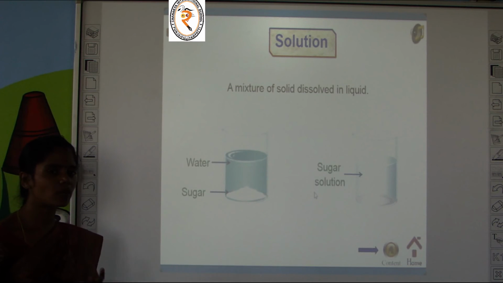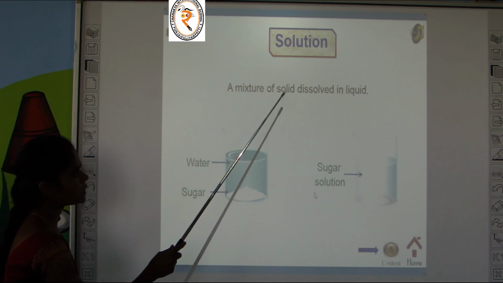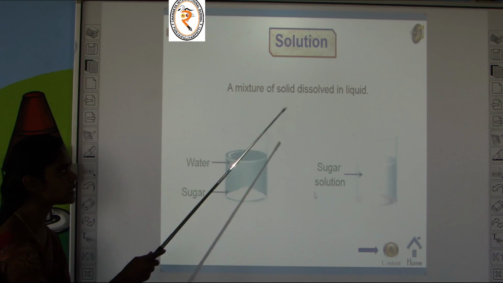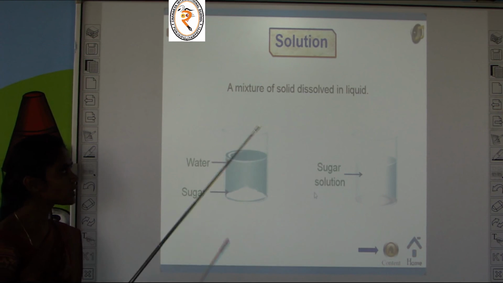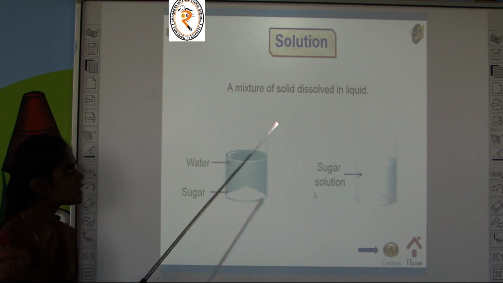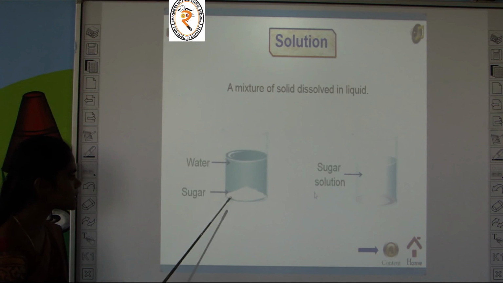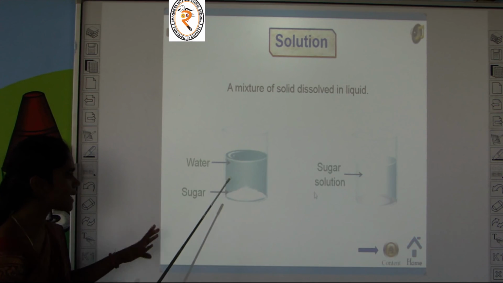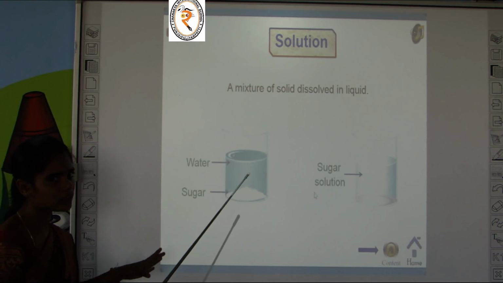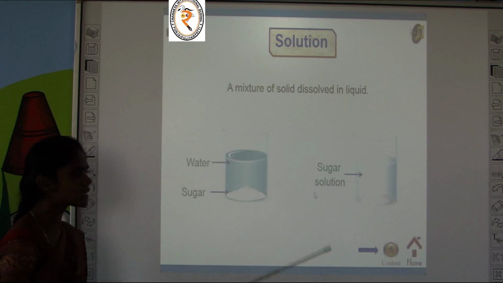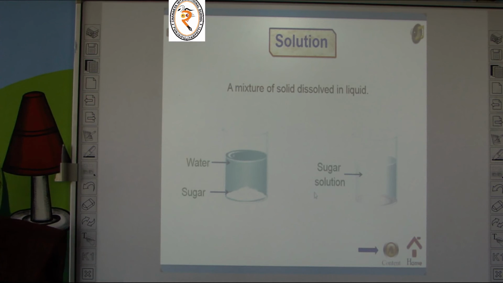For example, take one glass tumbler and take 50 ml of water and add some sugar or salt to this water. What will happen? It completely dissolves in water. So now it is called a solution. So a mixture of solid, it may be sugar or salt, dissolved in liquid, here water. A mixture of solid dissolved in liquid is known as a solution. See, this is the water, this is sugar. Now when we add these two, it completely dissolves. So now it is known as sugar solution. Okay, if we add salt here, we can say that it is a salt solution.